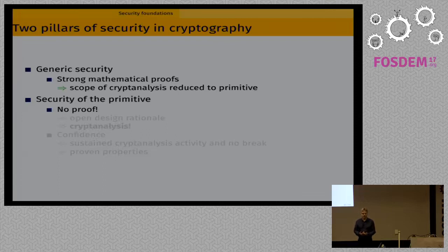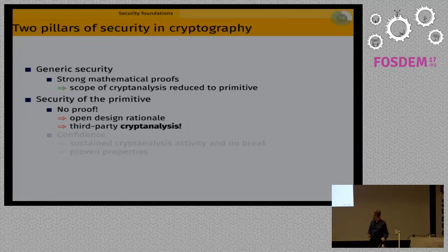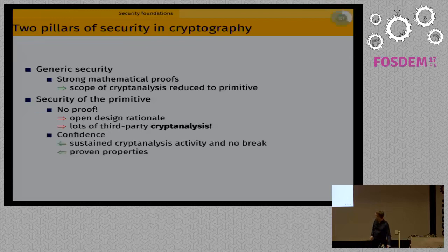So the only way to gain some confidence is first to have some open design rationale of the permutation, and then have some cryptanalysis. And preferably peer review, meaning third-party cryptanalysis, and what's even better, a lot of cryptanalysis. Because if you want to build confidence, then you need to have some sustained cryptanalysis activity on the function, and the function, of course, not broken. That is the only way to actually have the security of most symmetric crypto primitives.